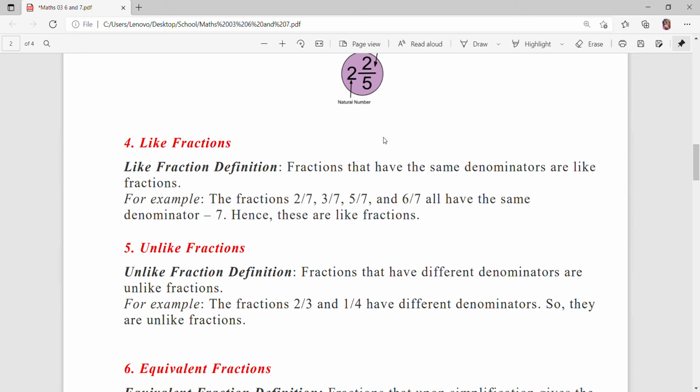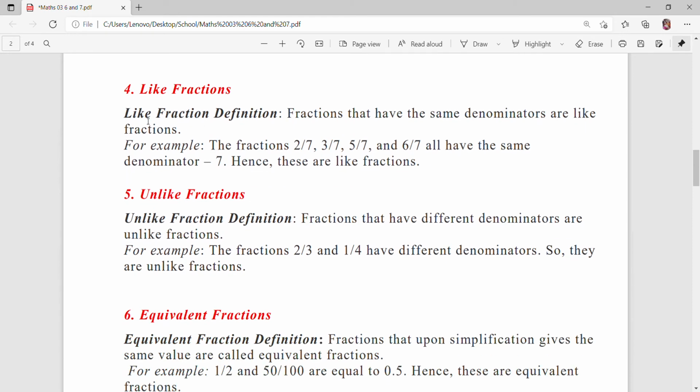Next, let us move on to like fractions. Like fractions are fractions that have the same denominator. For example, the fractions 2 by 7, 3 by 7, 5 by 7 and 6 by 7. Here all have the same denominator, 7. Hence these are like fractions. What it says is that every fraction's denominator must be the same natural number.